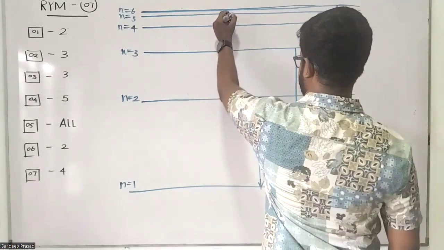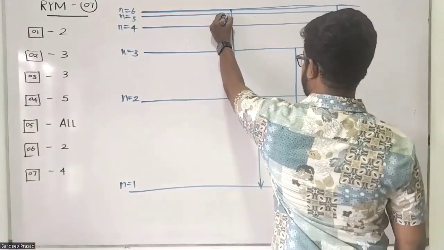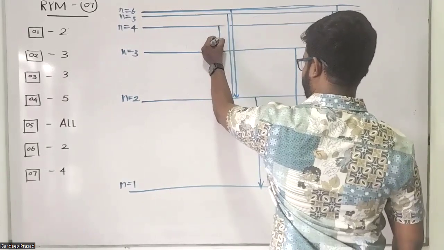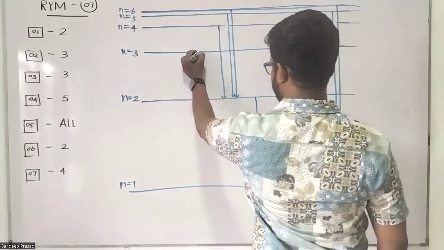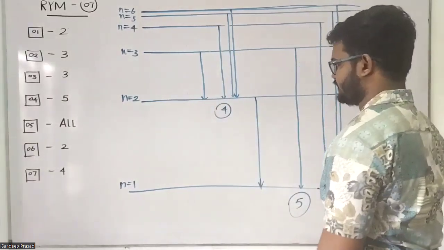Then let's go for the Balmer series. In the Balmer series, how many electron transitions? Less than the Lyman series actually. Here we can see 4 electron transitions. That means 4 spectral lines.